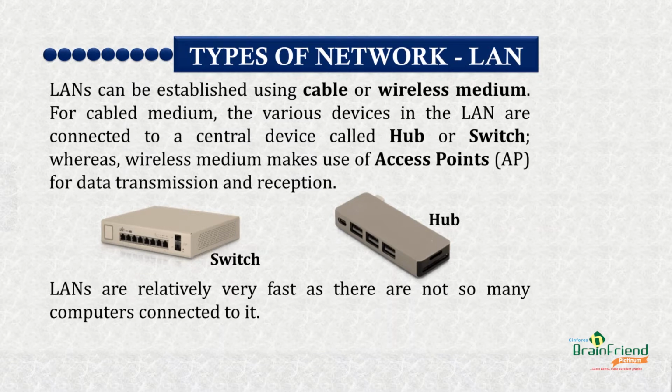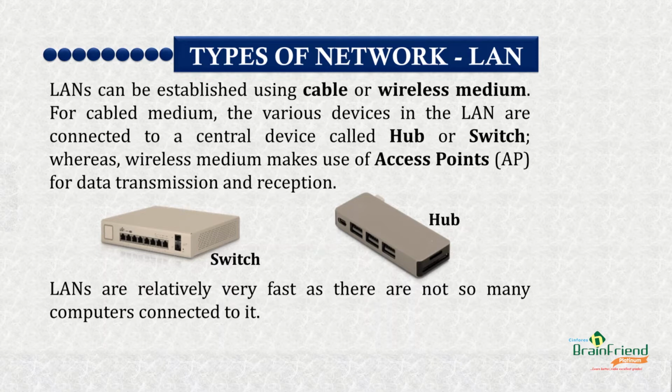For cabled medium, the different devices are connected to a central device, such as a switch or a hub. While for the wireless medium, data transmission and reception is made possible through access points. And because there are not so many computers connected to a LAN, it is really fast.